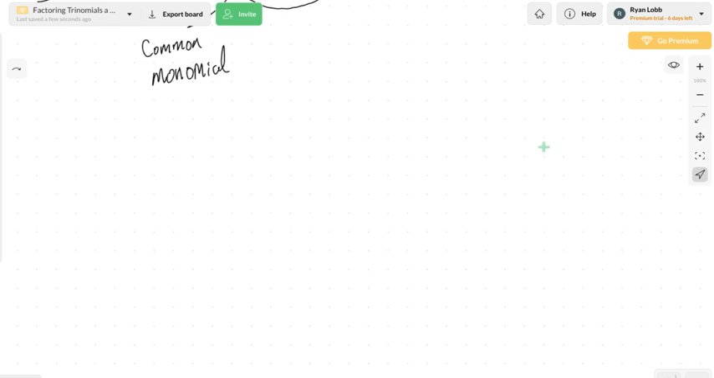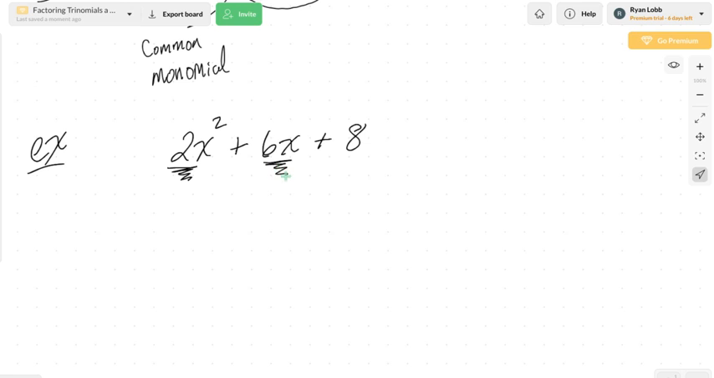So got another one here. Let's go with another example. 2x squared plus 6x plus 8. So now we're going to be factoring out a common monomial from this quadratic. You just go and say, what are factors of 2x squared? What's in common with factors of 6x, and what's a common factor of 8? In other words, what divides evenly into 2x squared, 6x, and 8?